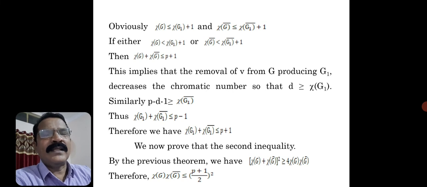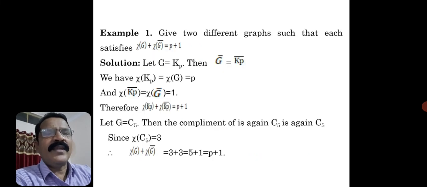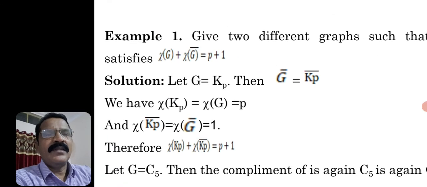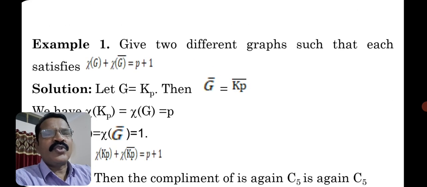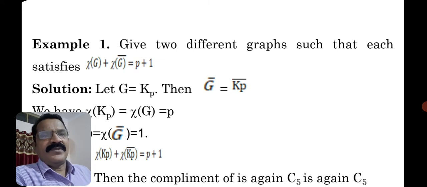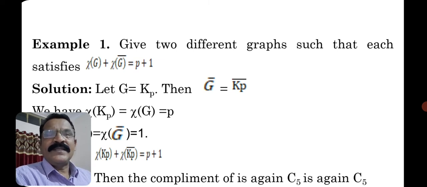So we have proved the result, isn't it? So now we consider simple examples, based on this result. So what is the question? Give two different graphs such that each satisfies chromatic number of G plus chromatic number of its complement is equal to p plus 1. It is less than or equal to p plus 1, but here the result is exactly equal to p plus 1. So you have to give two different graphs which satisfy this condition.